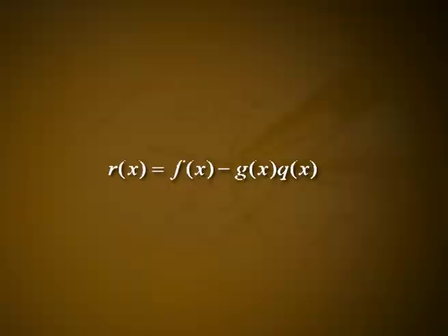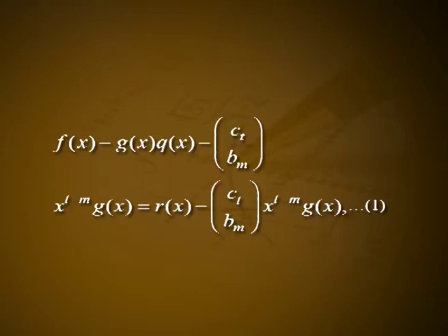Let r(x) be an element of minimal degree in S. Then, being an element in S, we can write r(x) in the following form: r(x) = f(x) - g(x)q(x) for some q(x) belonging to F[x]. Hence, f(x) = g(x)q(x) + r(x). We must show that the degree of r(x) is less than m.